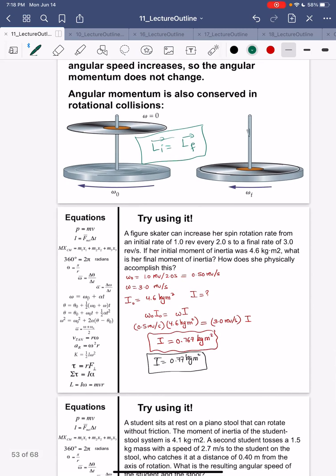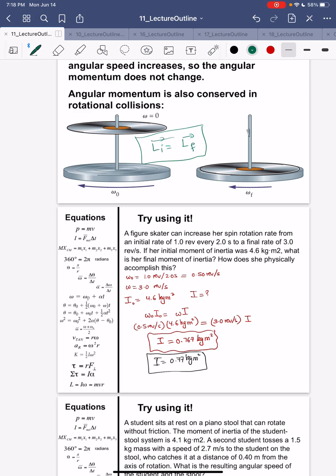We are going to try to use it here using a figure skater that can increase her spin rotation rate from an initial rate of 1 revolution every 2 seconds to a final rate of 3 revolutions per second. If her initial moment of inertia was 4.6 kilogram meters squared, what is her final moment of inertia?